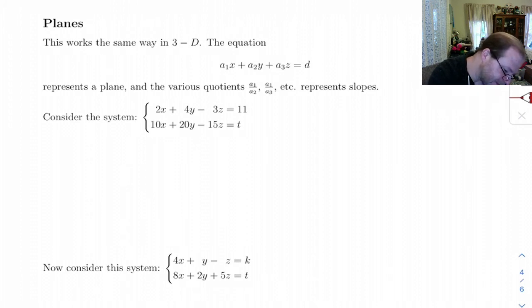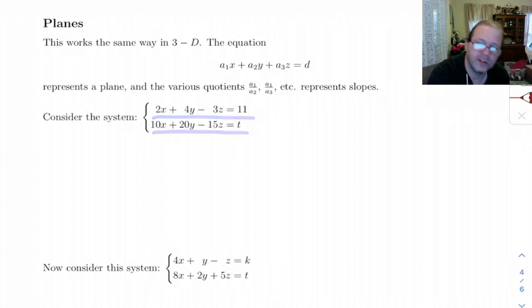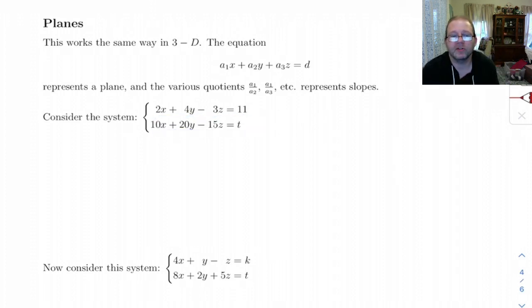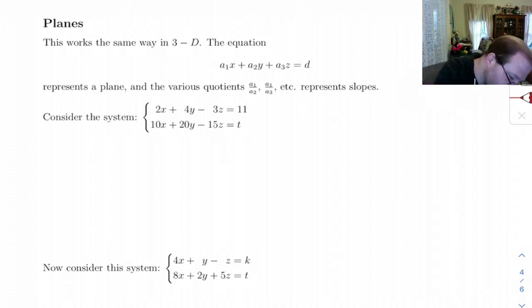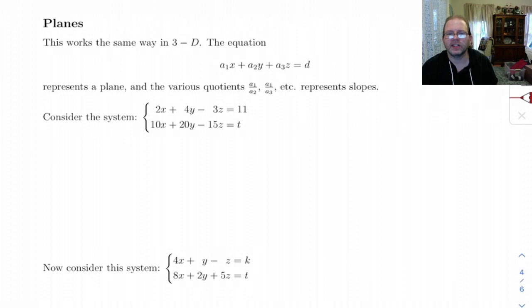We've got this system. Now, if you think about what this system is, this is a plane and this is a plane. So both of these planes cut three-dimensional space in half. The question is, are they parallel to each other or do they intersect somewhere? Well, like with the lines, we're going to look over here first. If you look at this, multiplying by 5 gives us 10, here gives us 20, and here gives us negative 15. So these two planes, we could say they have the same slope.